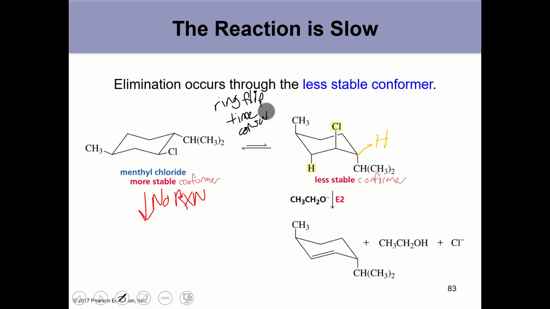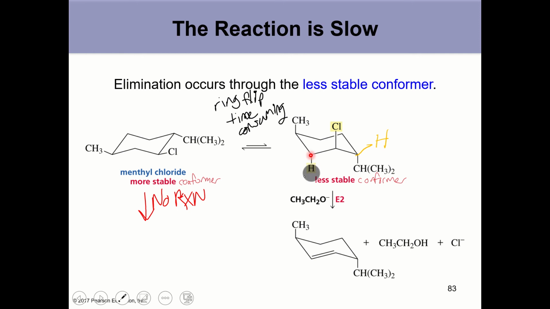Time consuming. And then only after the ring flip occurs is the chlorine that we need to remove axial, and the hydrogen axial. But then these methyl groups and isopropyl groups are also axial, so that is why it's the less stable conformer.